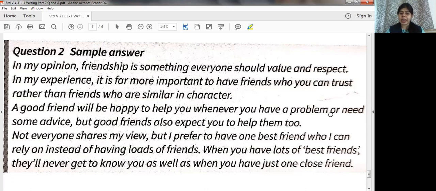Not everyone shares my view, but I prefer to have one best friend whom I can rely on, meaning upon whom I can depend, instead of having lots of friends. When you have lots of best friends, they will never get to know you as well as when you have just one close friend. Here I have shared my own opinion. If you want, you can have your own opinion. Some of you feel that you should have more than one best friend. But according to me, having one best friend who understands you is much better than having more friends. So you are going to write this in your English CW book.